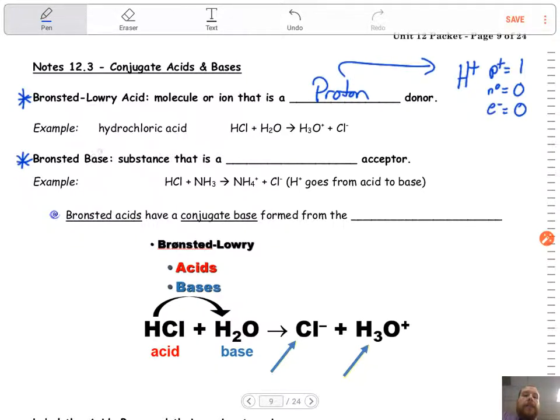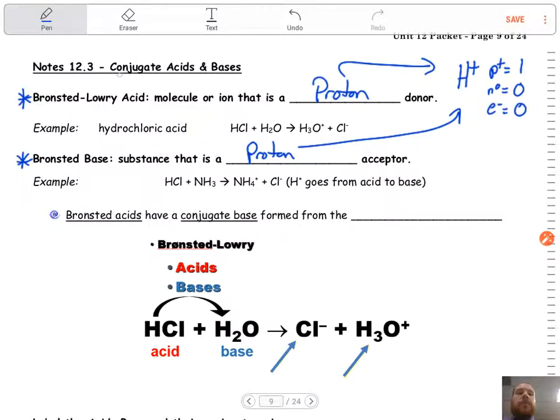And on the flip side, a Bronsted base is a substance that is a proton acceptor. Okay, again, it's going to accept one of those guys. So really what's happening here with acids is that when you look at the reactants to the products, the reactant is going to have one more H, and the product is going to have one less because it lost it. It donated it. It gave it away. Whereas a base is going to have a smaller number of H's, and then it's going to increase its number of H by 1 when you look at the products.